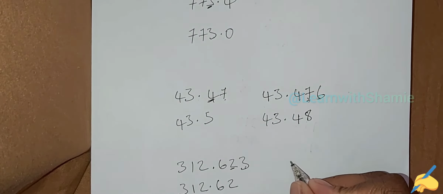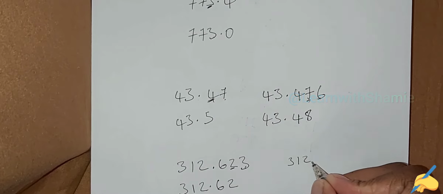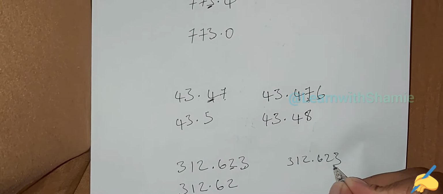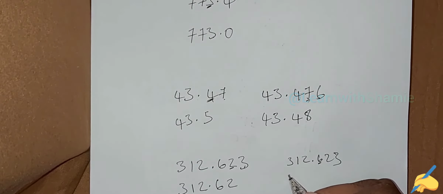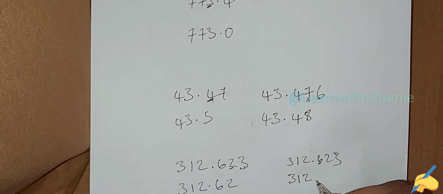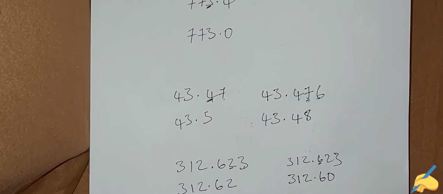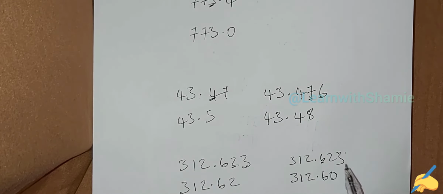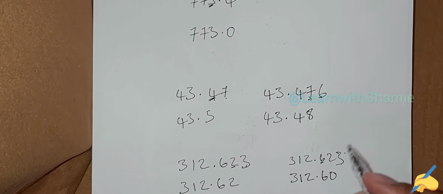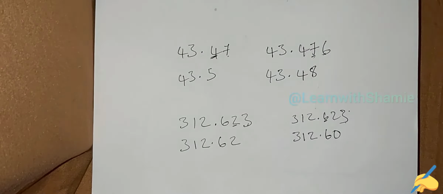If we should round the same number, 312.623, to the nearest tenth, the new figure would be 312.60. The figure that follows the place you are rounding to is less than 5, so you round down. And it continues. Once the number that follows the place you are rounding to is less than 5, you round down. But if it is more than 5, you round up.